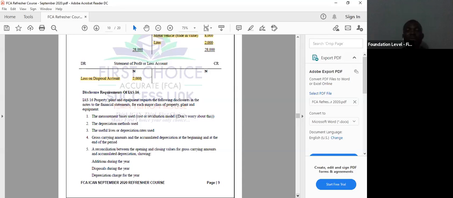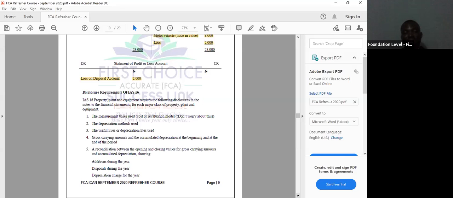The other one is what we call the depreciation method. The depreciation method that you use also must be clearly stated. You must state the depreciation method that you used, and you must be consistent. The useful life or depreciation rate must be stated. If you pick any financial statement, you see all this information there.